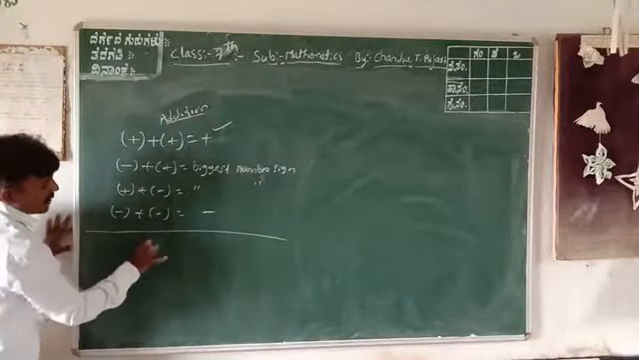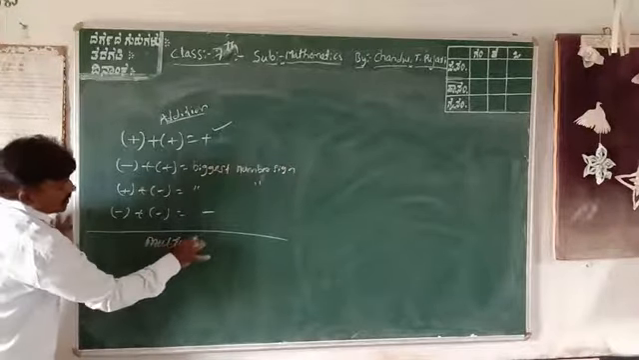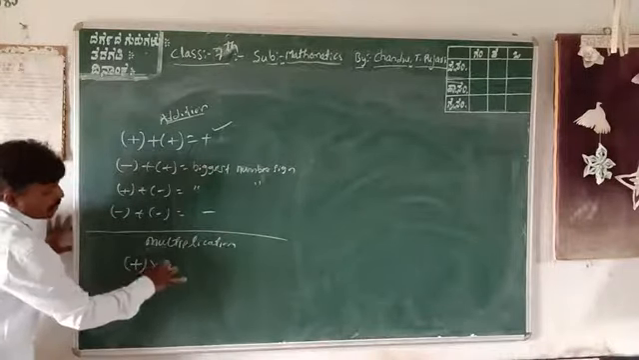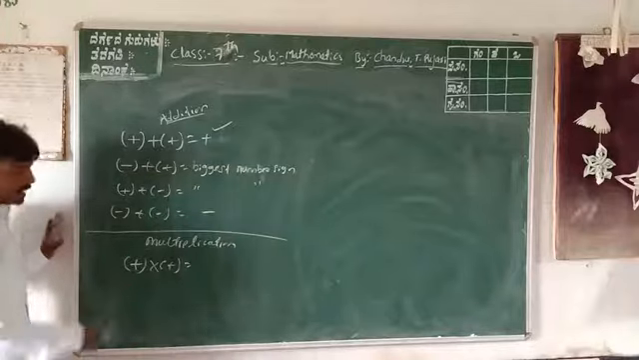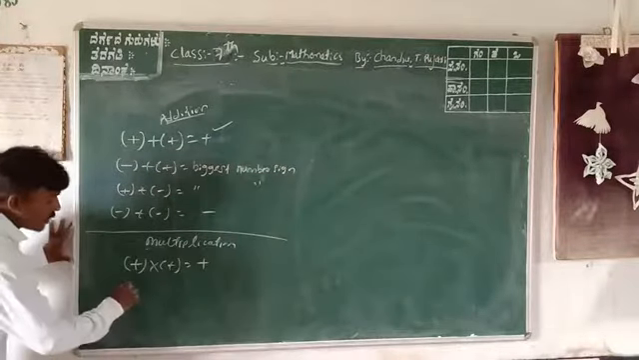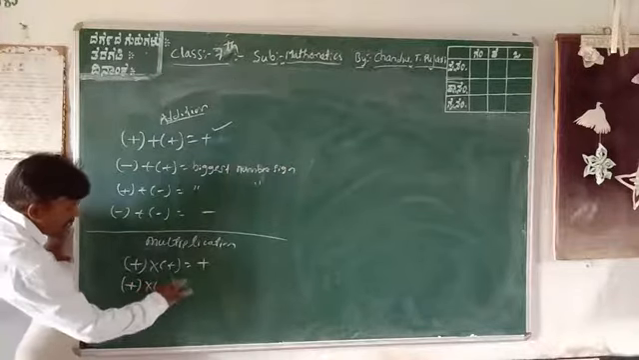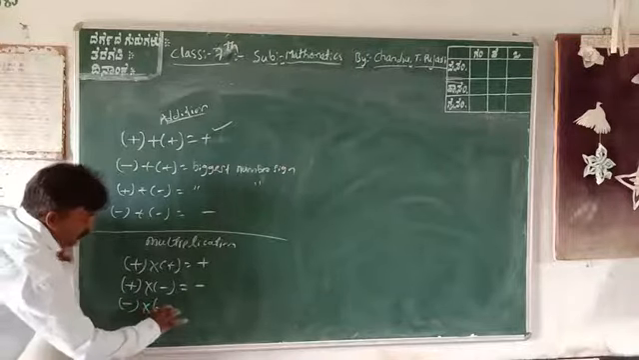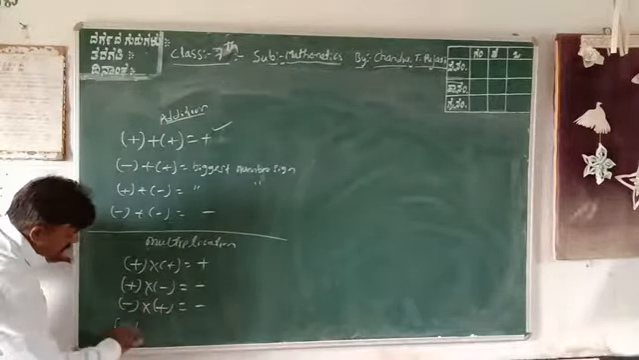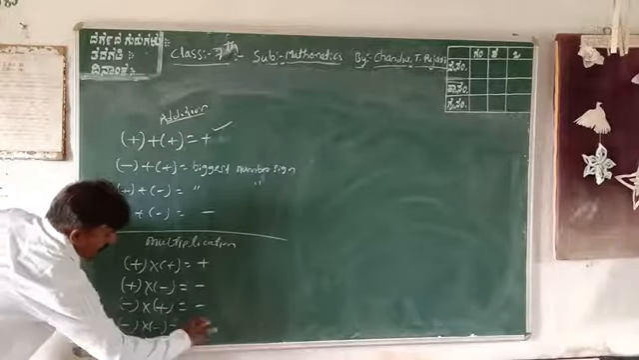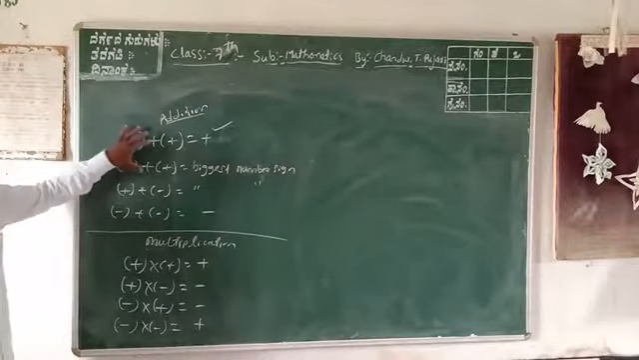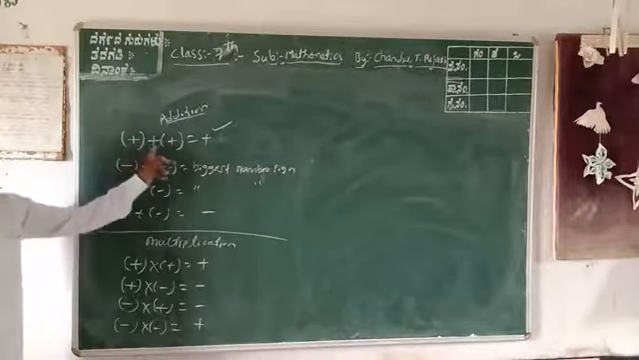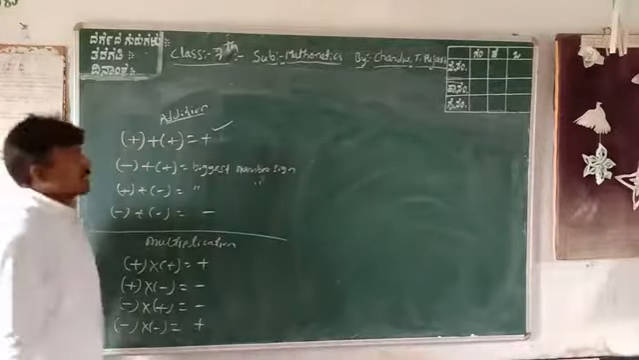Next, multiplication. We already learned about multiplication, no problem. Plus into plus is equal to plus. Next, opposite signs: plus into minus is equal to minus. Next, minus into plus is equal to minus. The last one is minus into minus is equal to plus. These four rules are the addition and multiplication rules, and subtraction also applies the same way, no problem.